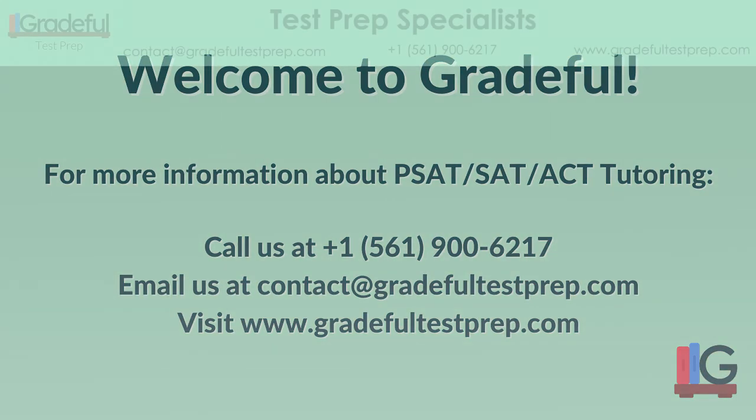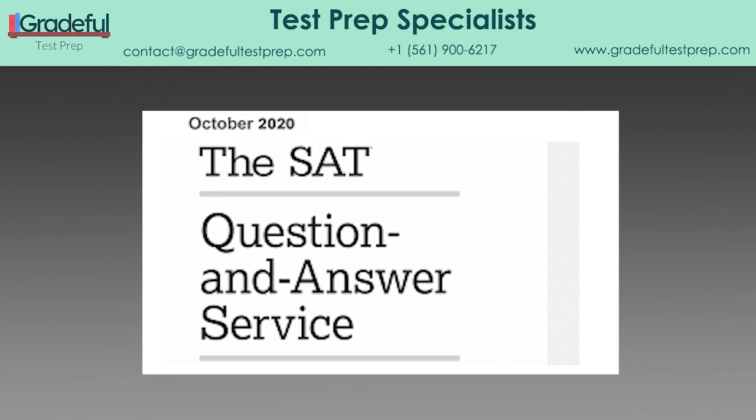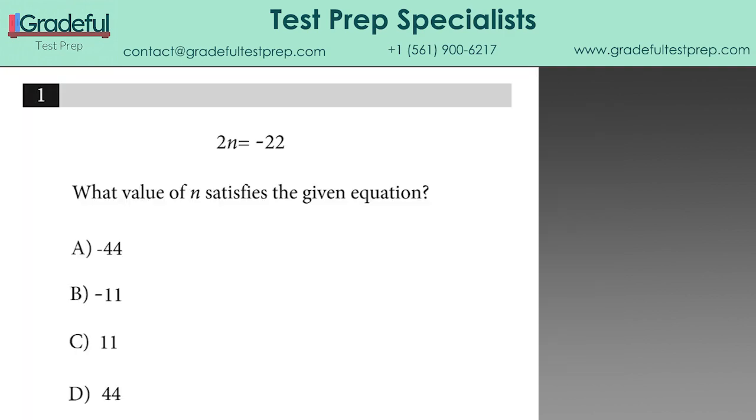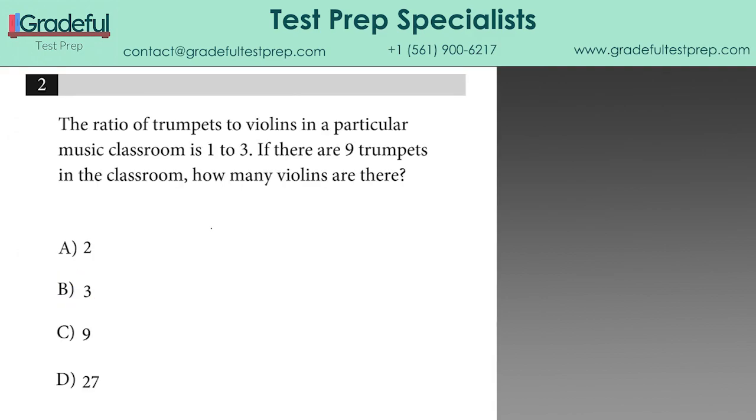Right now, we're going through the October 2020 SAT Calculator Section 4 Math section. Let's go ahead and get started. Question 1 is a nice simple equation where we're just solving for a variable. So we can just divide both sides by 2 to get n by itself, and we get answer choice B for number 1. Question number 2 is asking us to create a proportion.